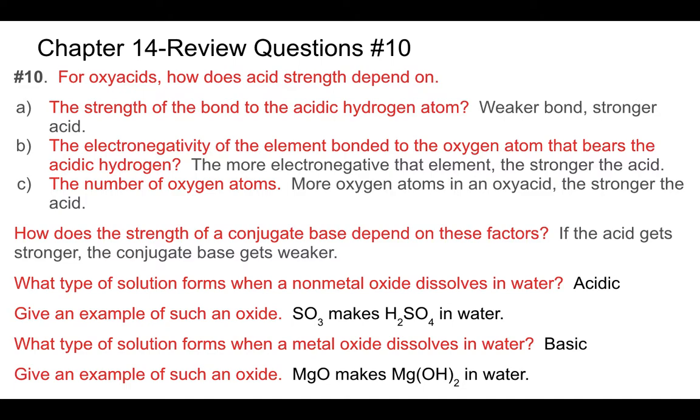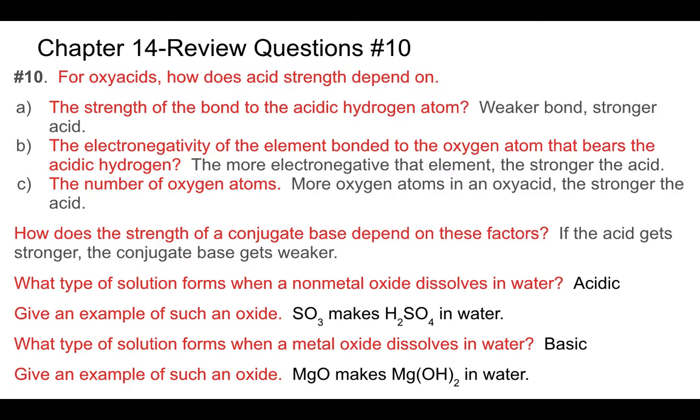How about the electronegativity of the element bonded to the oxygen atom? Like in sulfuric acid, that would be sulfur. In nitric acid, that would be nitrogen. The more electronegative that element, the more it's going to pull electrons away. Even though it's beyond the oxygen, the oxygen is in between it and the hydrogen, it's still going to influence that bond between oxygen and hydrogen and make it more polar. And as a result, the more electronegative the element in an oxyacid, the stronger the acid.